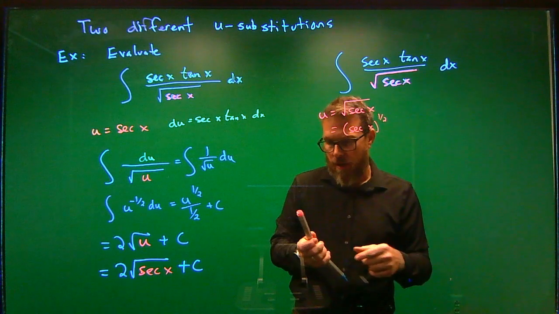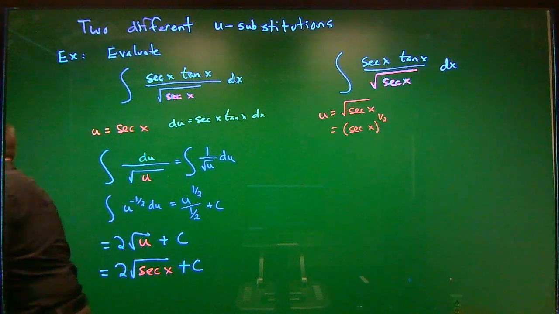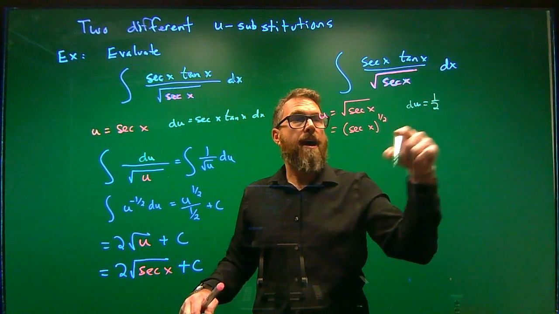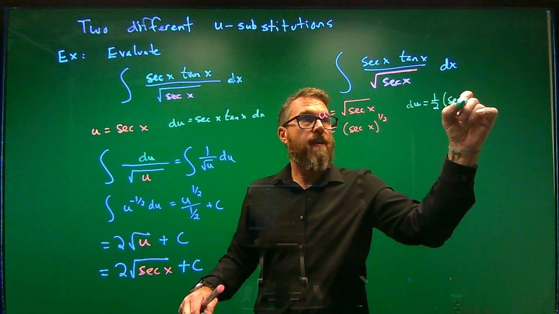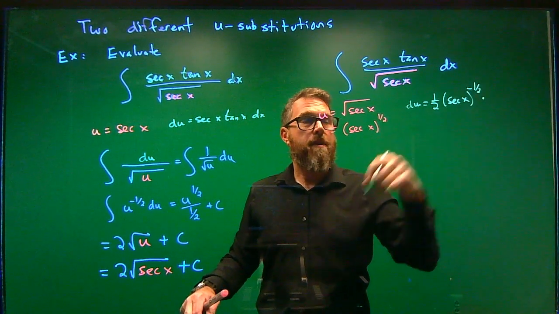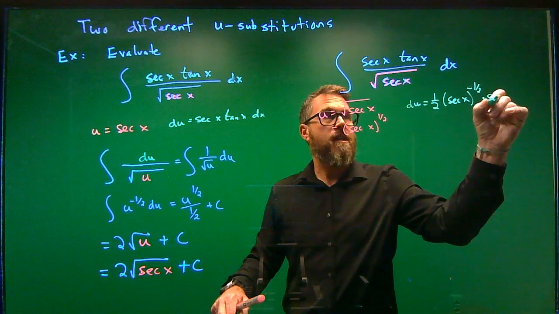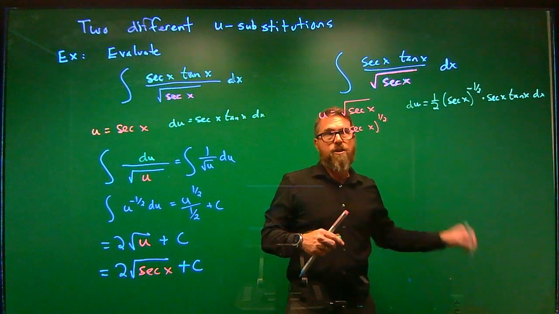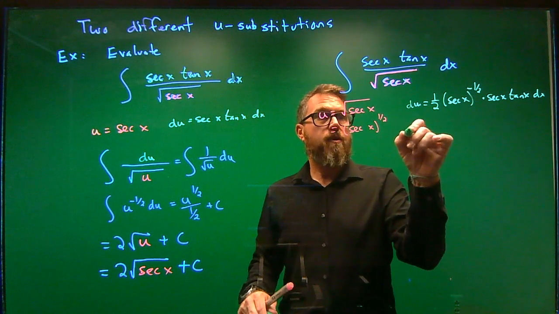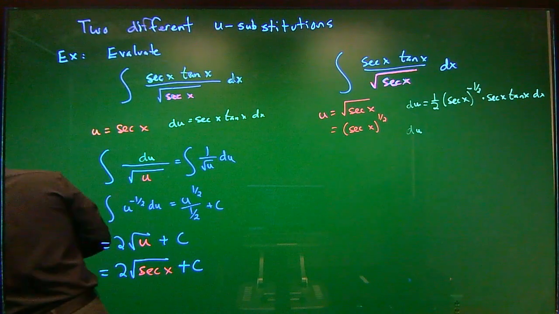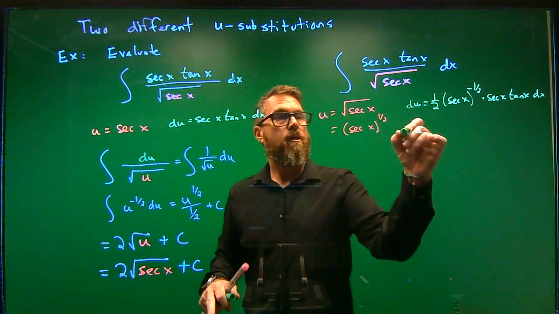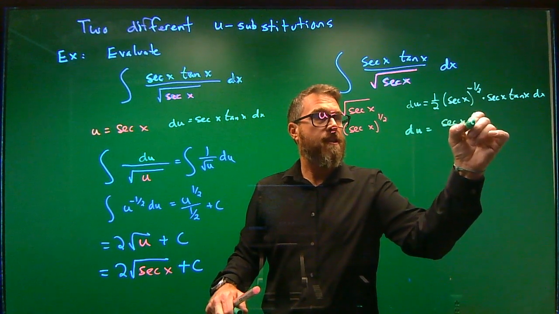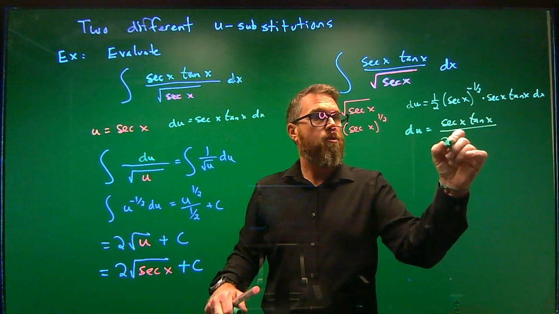So then when we find our du, our differential du is going to be equal to 1/2 times the secant of x to the negative 1/2 multiplied by the derivative of the secant of x, which is going to be equal to the secant of x times the tangent of x dx. And then, simplifying this expression right here, we're going to have du is equal to the secant of x tangent of x all over 2 root secant of x dx.